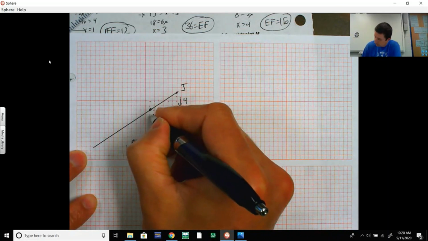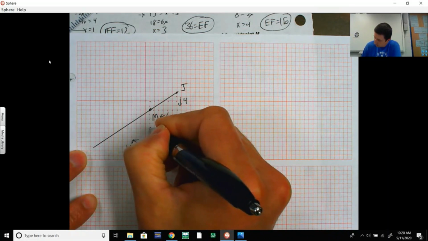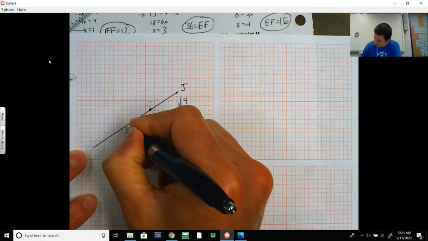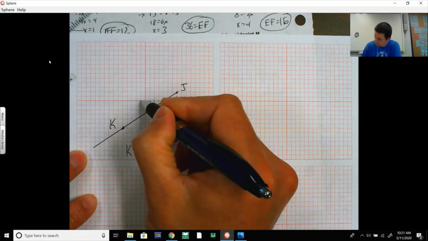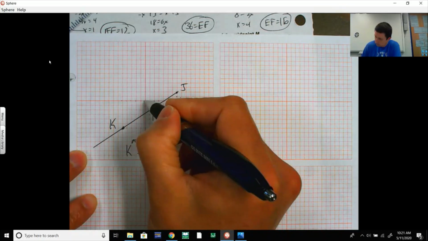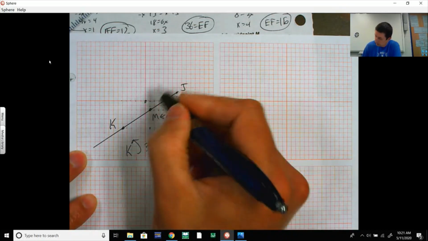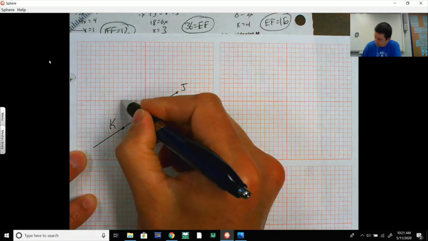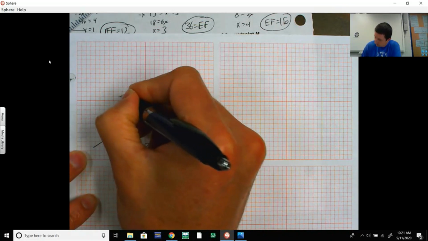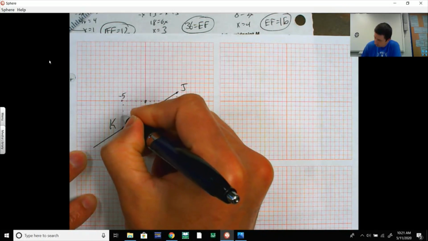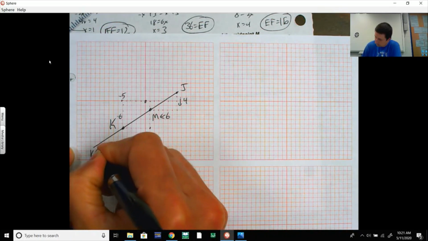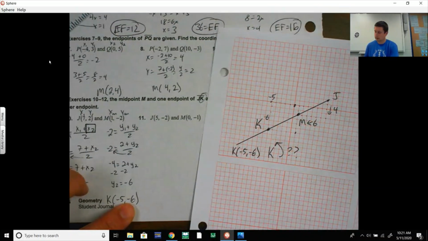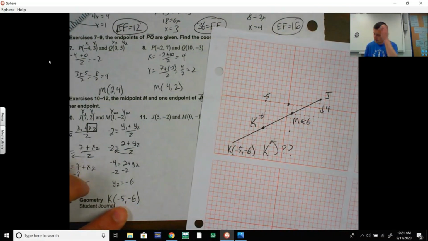Down 4, 1, 2, 3, 4. Over 1, 2, 3, 4, 5, 6. K should be right there. Let's check that. Notice I'm going from 0, 0 now, going from the origin. 1, 2, 3, 4, 5, so negative 5. 1, 2, 3, 4, 5, 6, negative 6. So K on my graph is at negative 5, negative 6. Is that what we had? That's what we had. K is negative 5, negative 6.